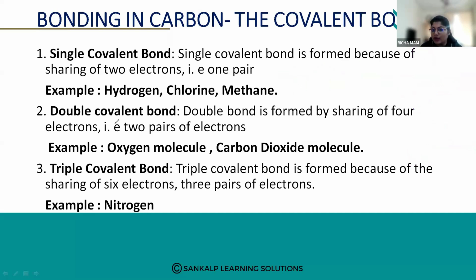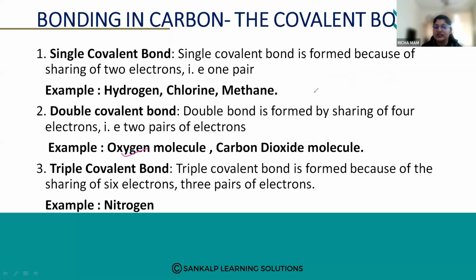Second is double covalent bond. So how is this double covalent bond formed? Double covalent bond is formed by sharing of four electrons. Four electrons means like this, 1, 2, 3, 4. So this will form one bond pair, and another will form another bond pair. That is, it will form two pairs of electrons, so two bonds are formed.